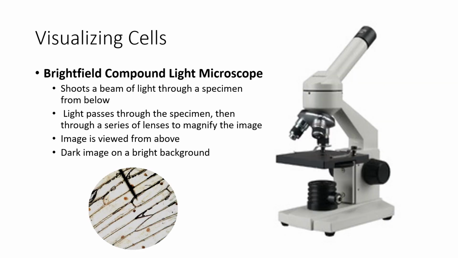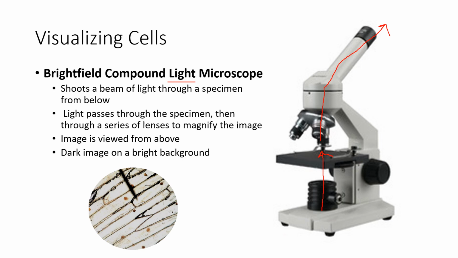This is the type of microscope you'll use in lab, a bright field, compound, light microscope. Now all microscopes magnify images, right? That's what they do. They make small things look large. So how does this particular type of microscope accomplish that? Well, let's break down the name a little bit. First of all, it is a light microscope. So it's going to pass a beam of light from below through the specimen. And then that beam of light is going to travel through a series of lenses which magnify the image before it hits your eye.